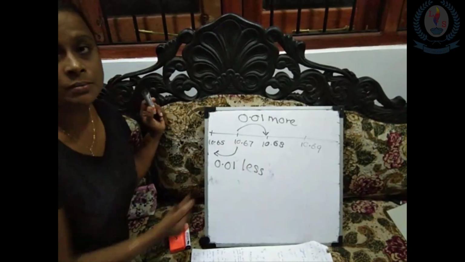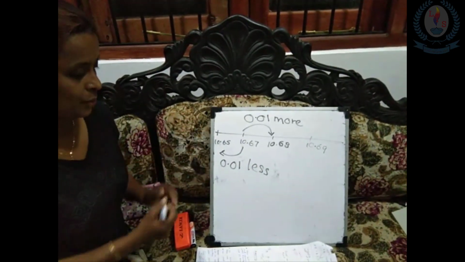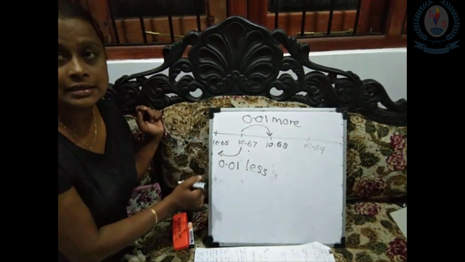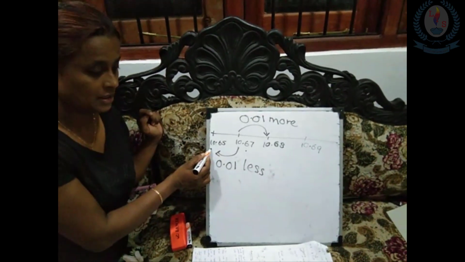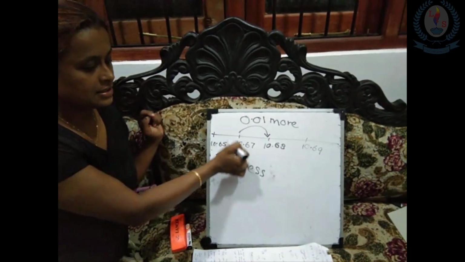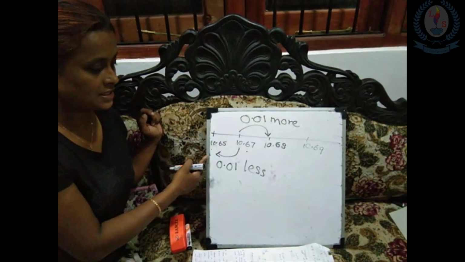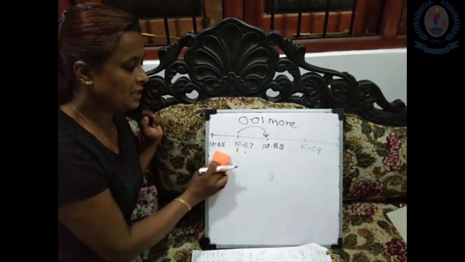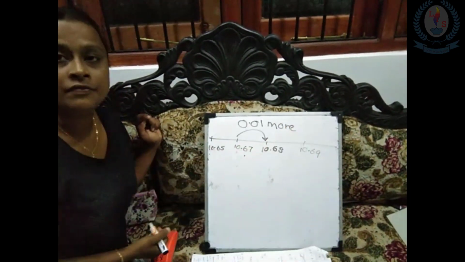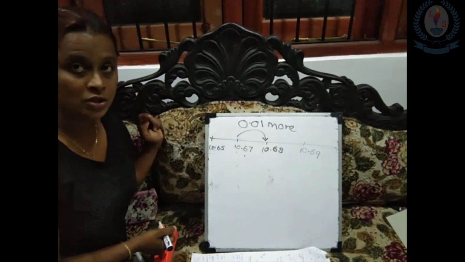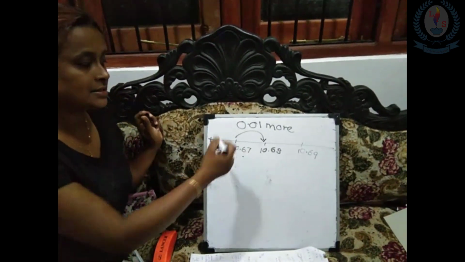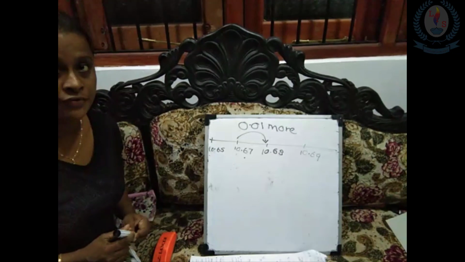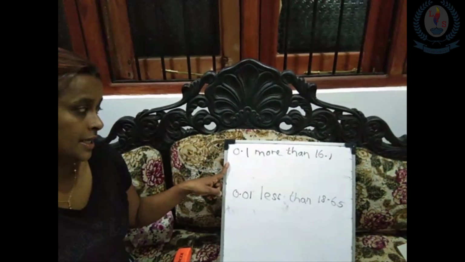Here also we have to find the difference. First, to complete a number line, we have to check whether the second number is greater or smaller than the first number. Here, the second number is greater than the first number. So, in the number pattern, we have to count on, not count back. It is going in 0.01s.